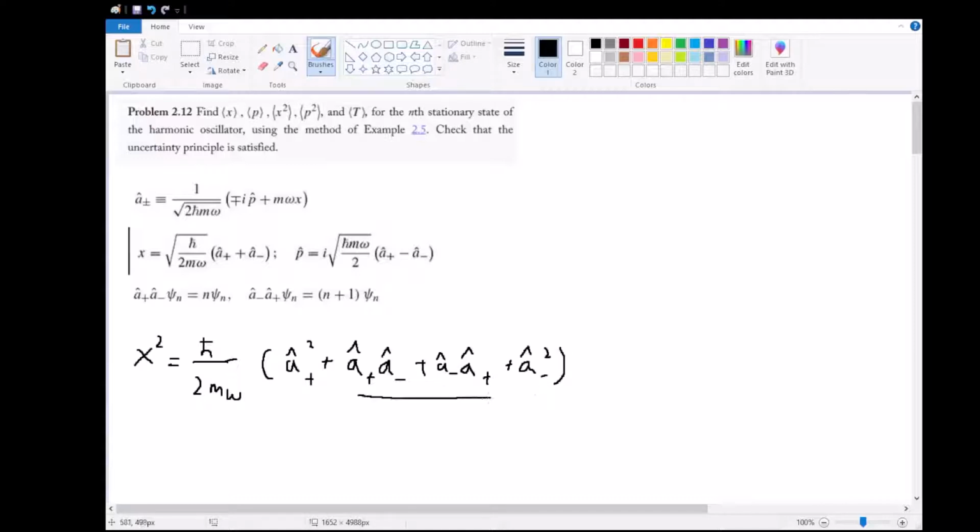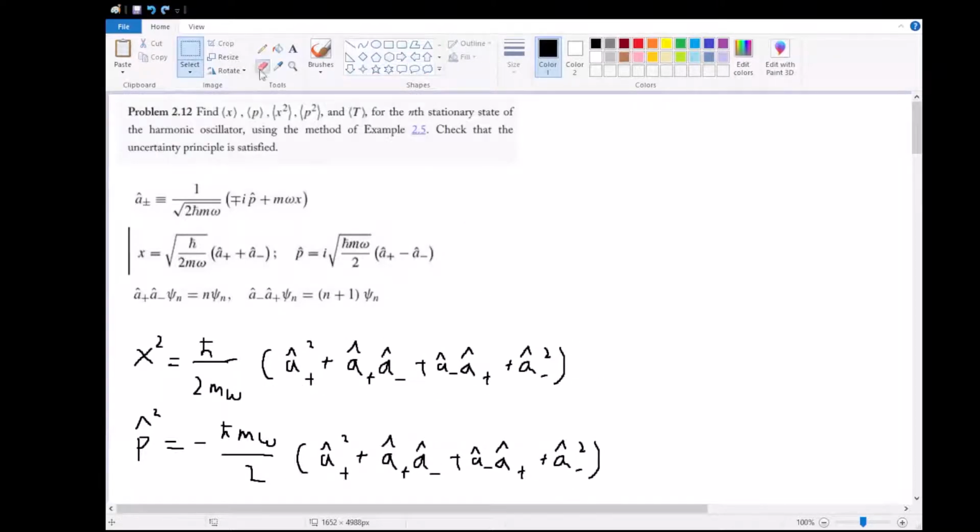And the reason why we're not combining these is once again because operators in general are not necessarily commutable, so these two don't necessarily equal the same thing. And then let's do the same thing for p. So p hat squared is going to be equal to this term right here squared. The two i's make a negative, so we have negative h bar m omega over 2. And then we have the same thing, a hat plus and all this, with the difference being that the two terms in the middle become minuses.